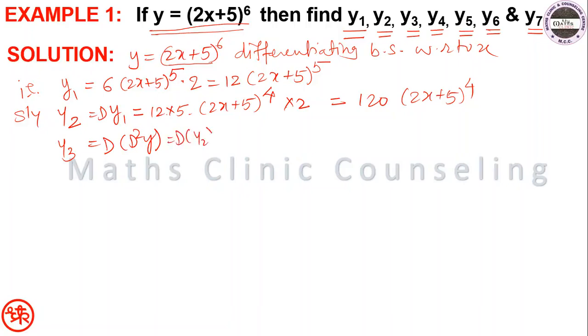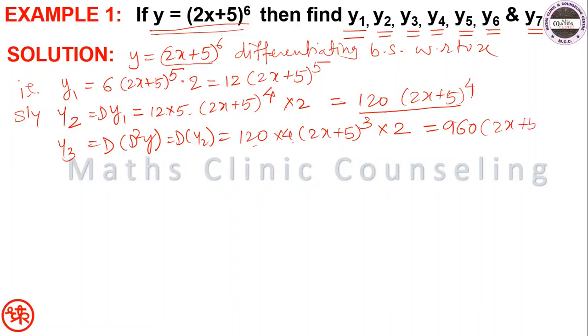that is d of d2y, the second derivative, or d of y2. Okay, and it is equal to what? 120, we will differentiate this, into 4 into 2x plus 5 raised to the power 3 into 2. So it is equal to 120 into 4, that is 480 into 2, 960 into 2x plus 5 raised to the power 3. Then y4 is what?